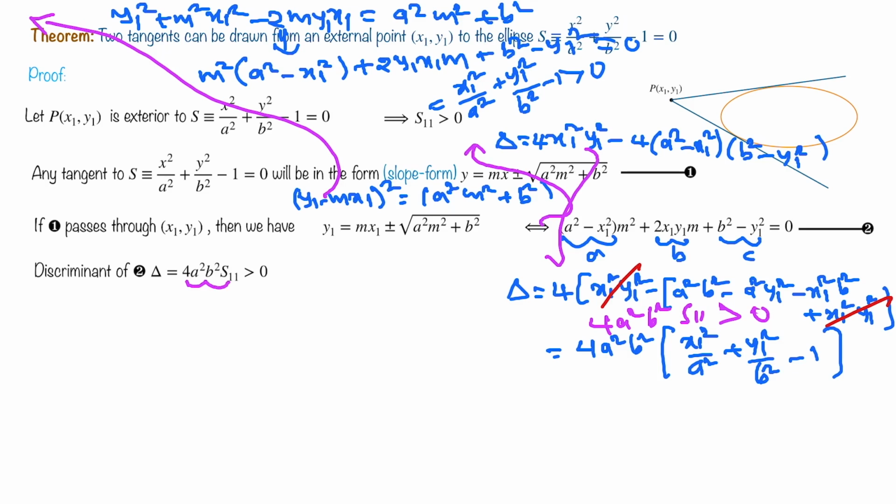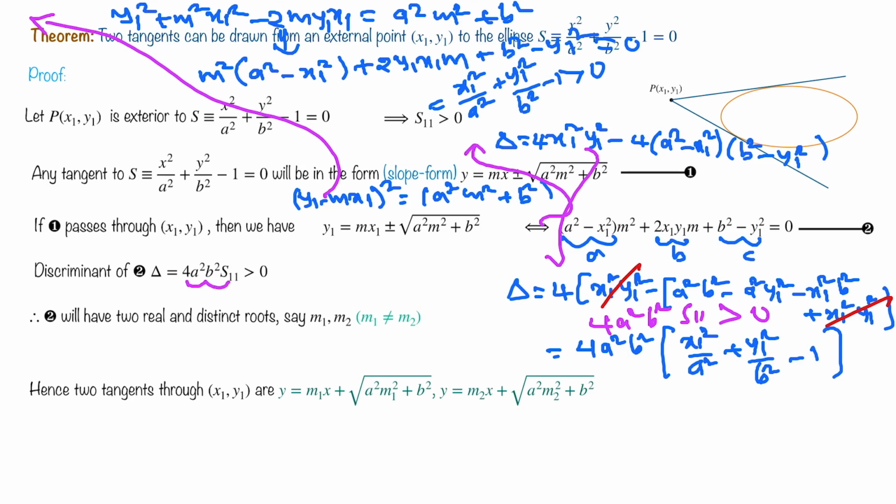that will be positive. So the quadratic equation m2 will have two real and distinct roots. Therefore, the 2 will have two real and distinct roots, say m1, m2, where m1 not equal to m2. So there are two distinct values of m for which the tangent in this form will be passing through the given point x1, y1. Okay, hence two tangents through x1, y1 are y equal to m1x plus under root a square m1 square plus b square, y equal to m2x plus under root a square m2 square plus b square.